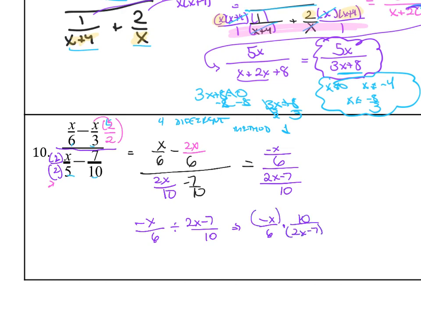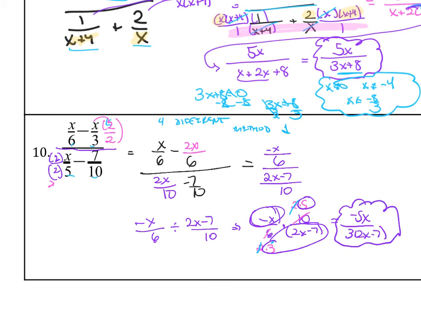And when we can, let's reduce. So we notice that we have 6. 6 can be rewritten as 2 times 3. And 10 can be rewritten as 2 times 5. And so we notice that the 2's can cancel here. So the answer is negative 5x all over 3 times 2x minus 7. And then here we can see our restrictions. We know that x cannot equal positive 7 over 2. And then looking at this here, they're just numbers, so we have nothing else to name there.